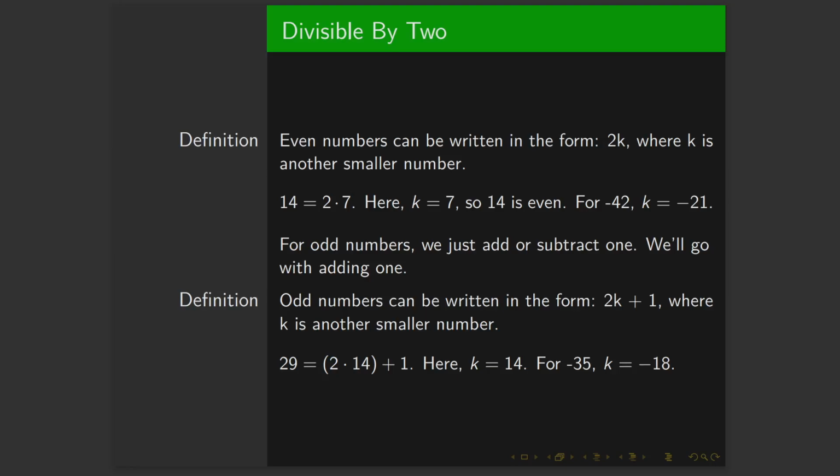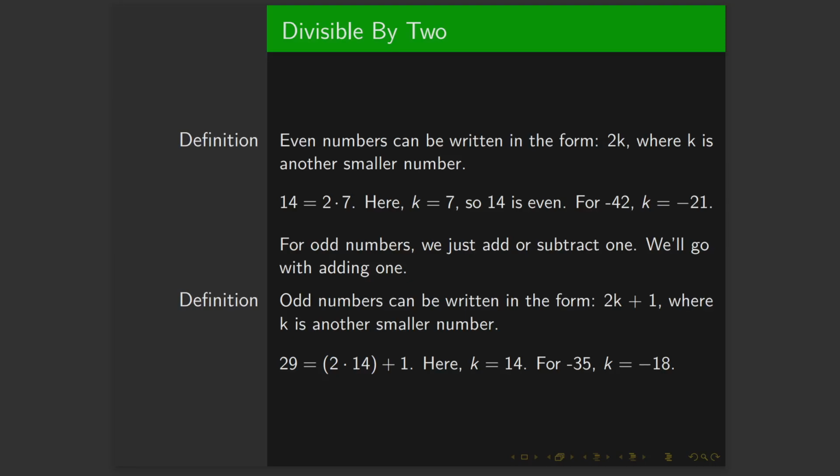This doesn't actually work for odd numbers because we can't just divide by 2. So in order to fix this, we can just add or subtract 1. We'll just go with adding 1. So an odd number can be written in the form 2k plus 1, where k is another smaller number. So for example, 29 is equal to 2 times 14, and then we add 1 to it. So in this case, k is equal to 14. For negative 35, k is equal to negative 18, because negative 18 times 2 is negative 36, plus 1 is negative 35.